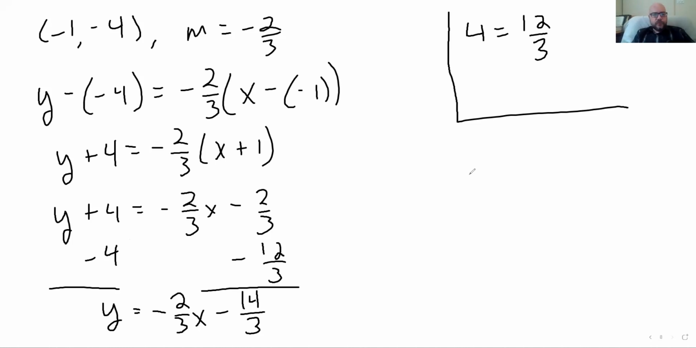Sometimes you get practice. And I believe that is all I want to do. Actually, I'm going to do one more where blindly trying to use the formulas doesn't work. You have to think about this one. So I want to say, find the equation of the line.